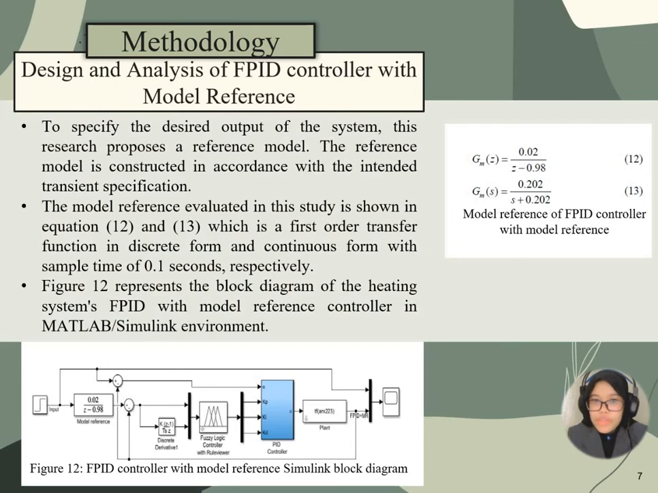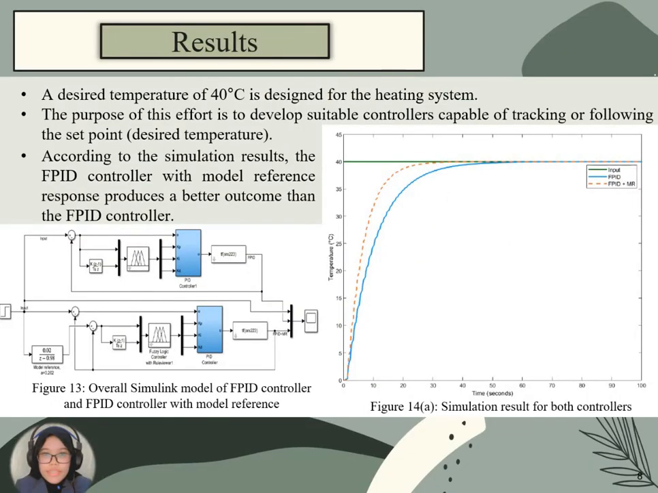Figure 12 represents the block diagram of the heating system's FPID with model reference controller in MATLAB Simulink environment. A desired temperature of 40 degrees Celsius is designed for the heating system. The purpose of this effort is to develop suitable controls capable of tracking or following the set point, which is the desired temperature. Okay, this is the results.